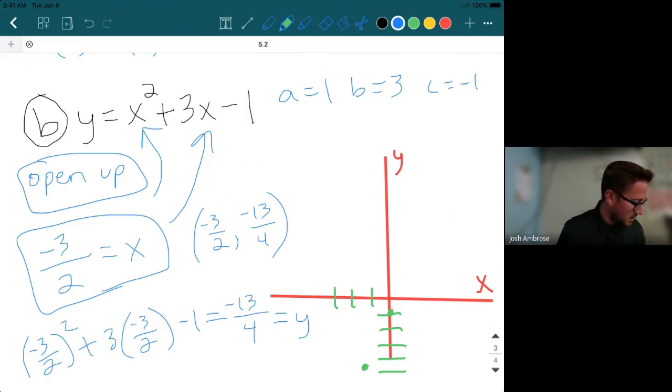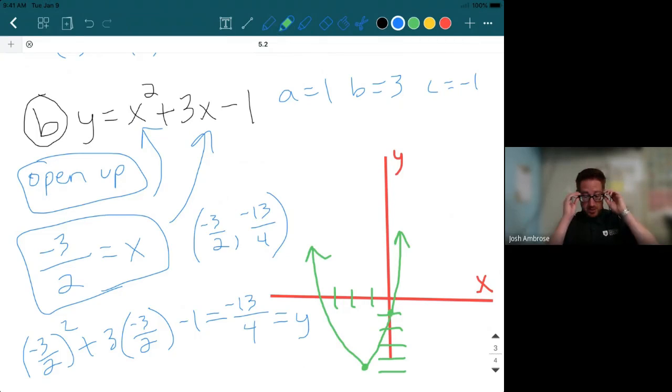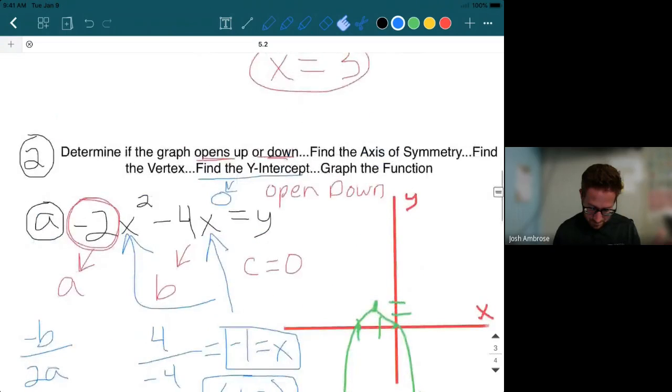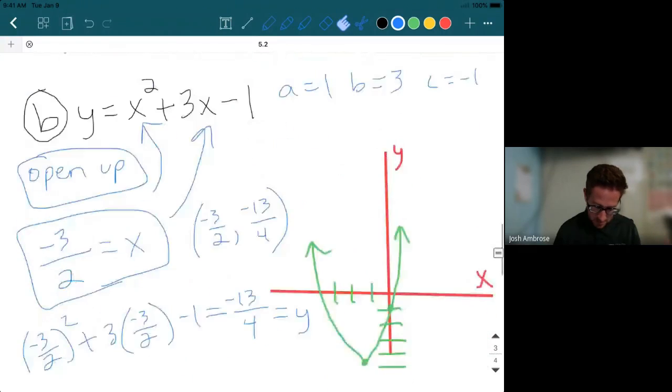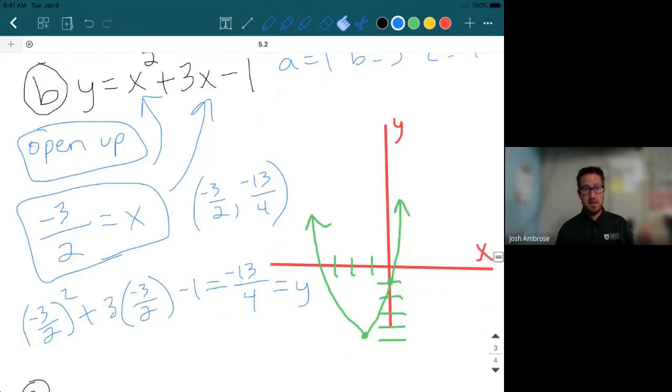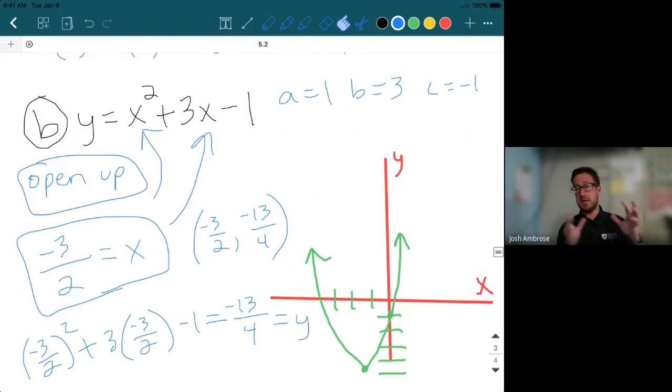And now let's go ahead and make the rest of our graph. So right there. Right there. Okay, so there's our graph. Now let's double check that we've done everything asked. We have opens up or down, axis of symmetry, vertex, y-intercept, and graphing it. We did all parts.